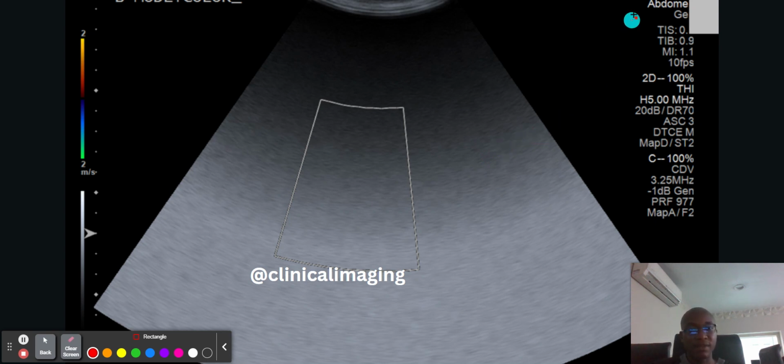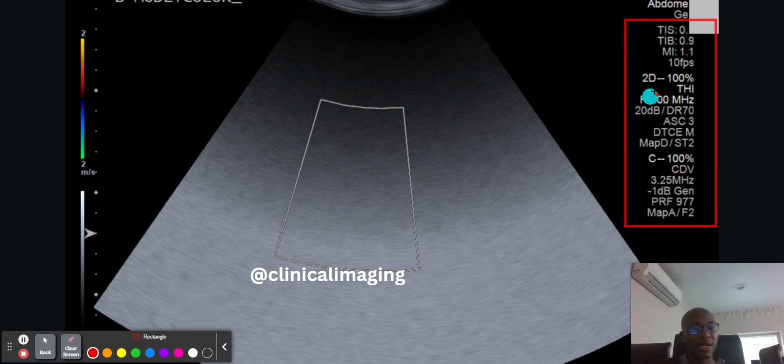If you look at the right hand side of the screen, you will see that we have a different reading for TIS from the previous slide. I think in the previous slide we had 16 frames per second, but here we have 10. In a future tutorial, I will explain how an additional mode or duplex scanning can affect frame rate, mechanical index, tissue and bone indices, and other parameters as well.